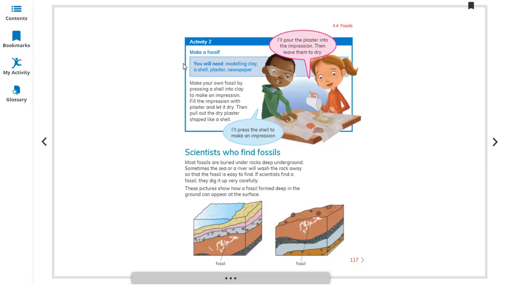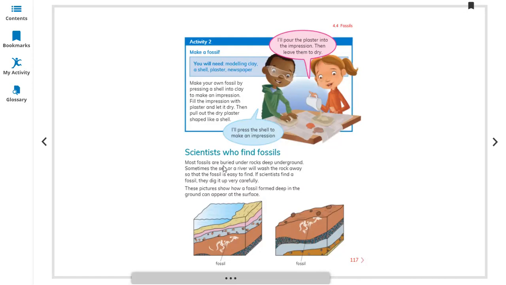Scientists find fossils. For this, there is an activity to make a fossil, using mud. For this, you need modeling clay, a shell, and plastic. You can use mud or clay, both are correct. Scientists who find fossils.